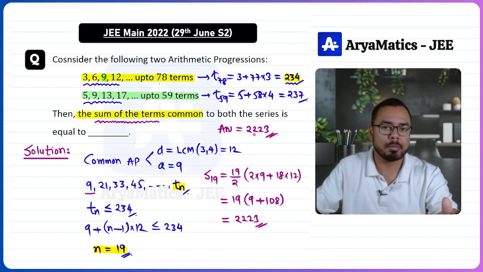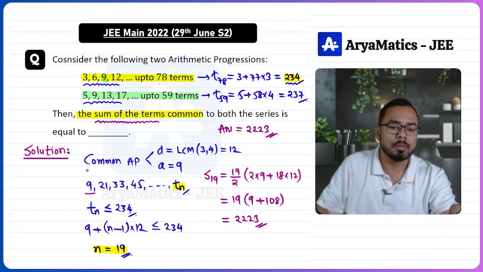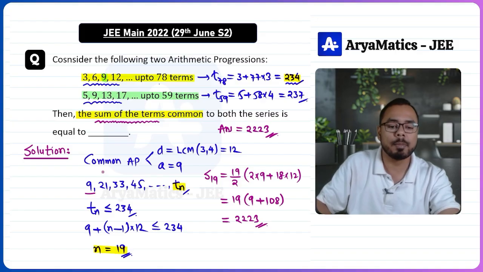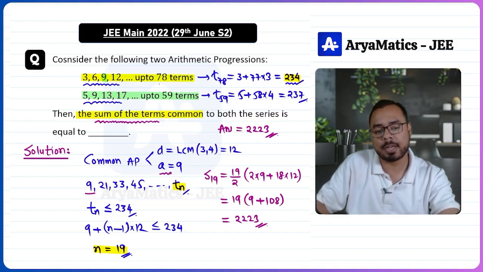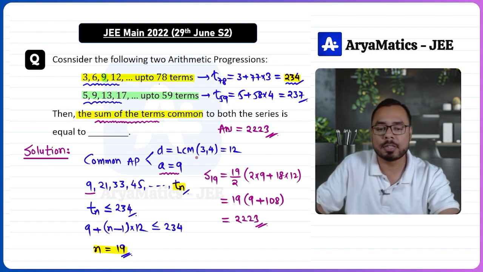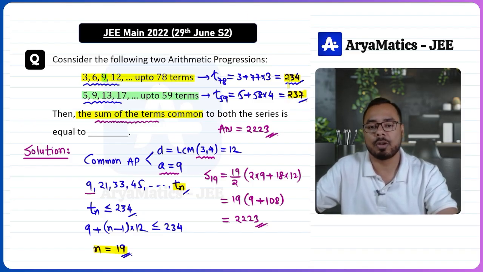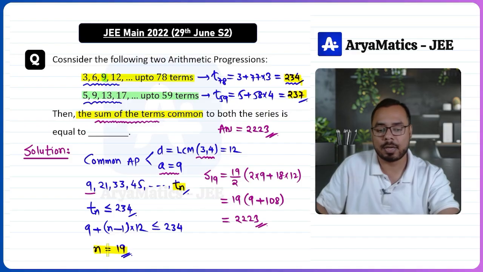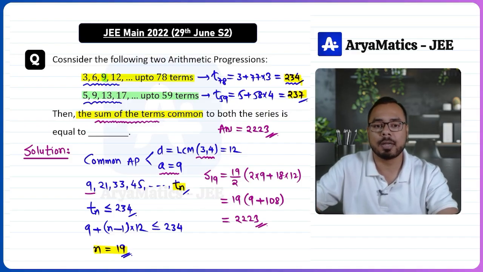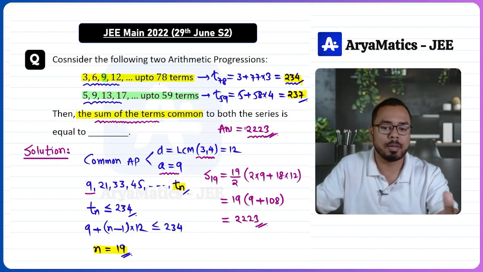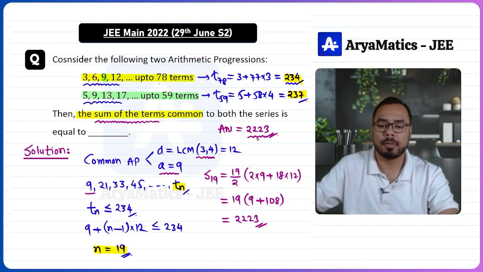So this was again an interesting problem, and whenever you need the AP of common terms, the first term you can always get by observation, and the common difference will be the LCM of the common differences of the 2 APs. So find the first term, find the common difference, and then for the number of terms, the nth term of the common AP must be less than the smaller of these two numbers, right? So from there we got n as 19. Now the sum of 19 terms will be this number, and therefore the right answer for this problem is 2223.